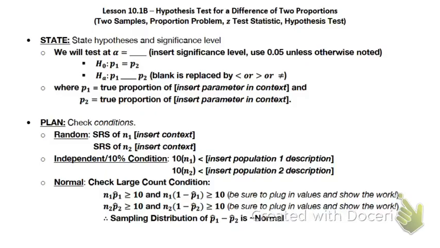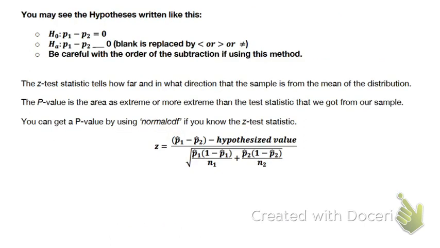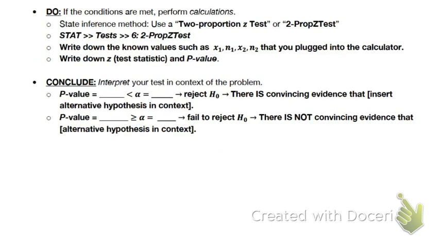Now, we're going to use a 2-prop z test. This is going to be under stat test 6 in your calculator. We're going to plug in all the stuff, and then the calculator is going to give us the z test statistic and the p-value. That will tell us how far in standard units our sample's difference was from what it should have been, assuming that it was 0. And the p-value is the probability of getting that from sampling variability. And then your conclusion is going to look exactly like you have been doing your conclusions for significance tests.